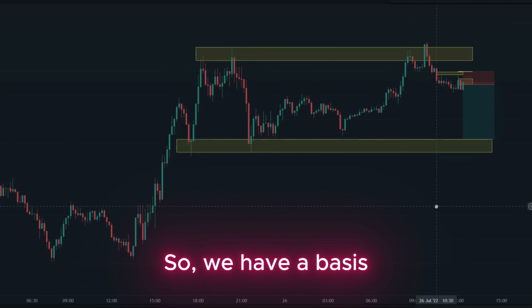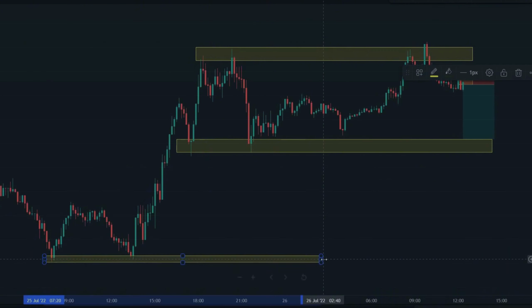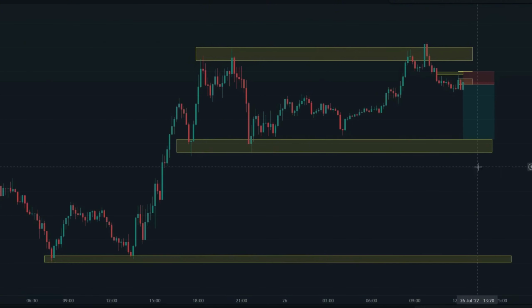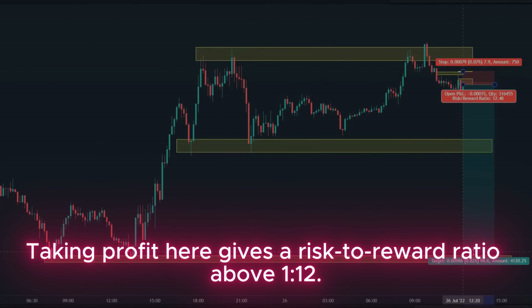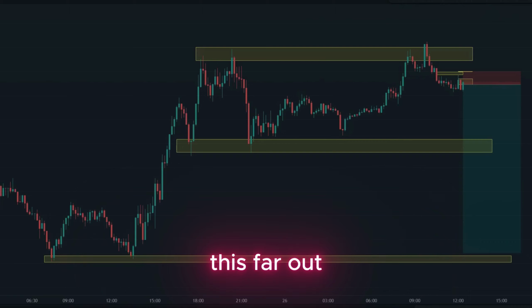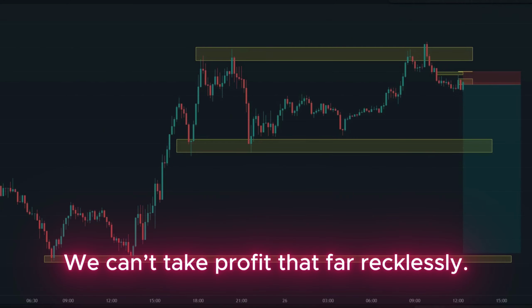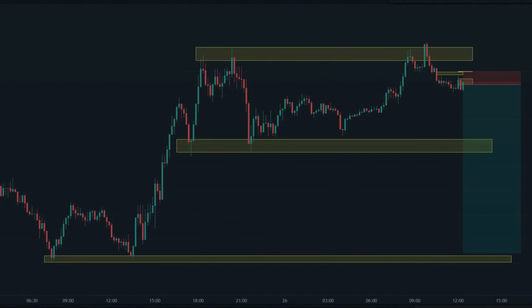So, we have a basis to take profit here, predicting that this uptrend is weak. Taking profit here gives a risk to reward ratio above 112. But of course, taking profit this far out is just our prediction. It hasn't become reality. It's just a prediction for entering early. We can't take profit that far recklessly.